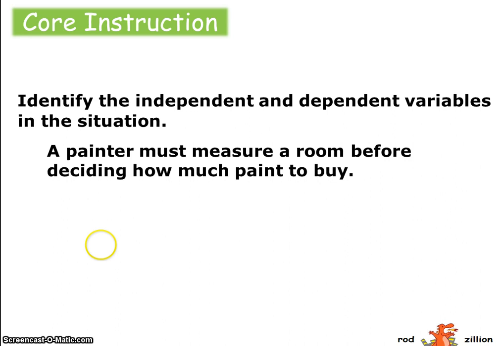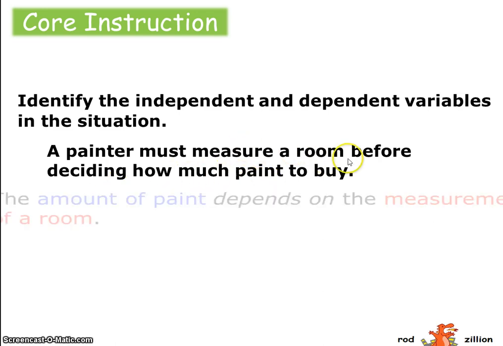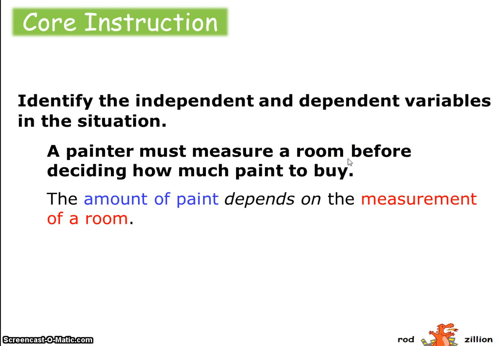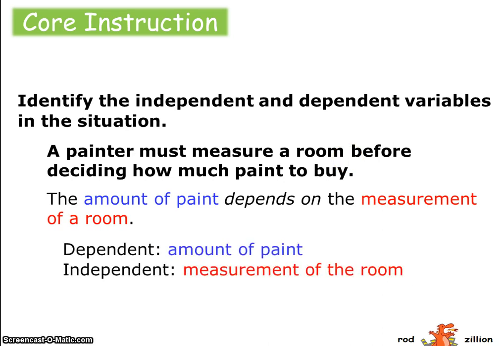So in this scenario, let's identify the independent and dependent variables. We've got a painter who must measure a room before deciding how much paint to buy. So the two variables would be the measurement of the room, the size of the room, and how much paint is needed. Which depends on which? The amount of paint, of course, depends on the measurement of the room. The bigger the room, the more paint. So the dependent variable is the amount of paint. The independent variable is the measurement of the room.